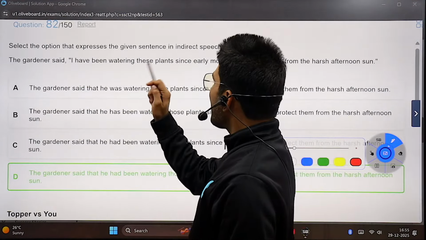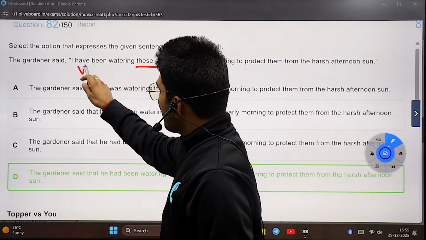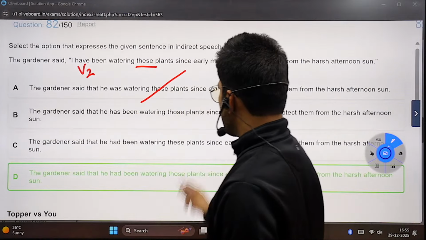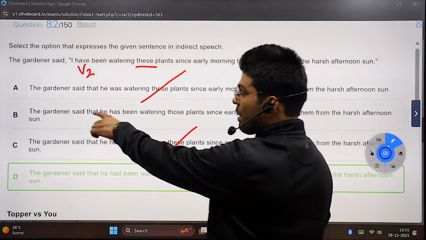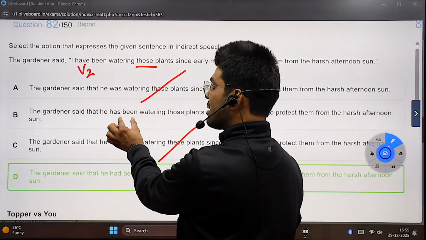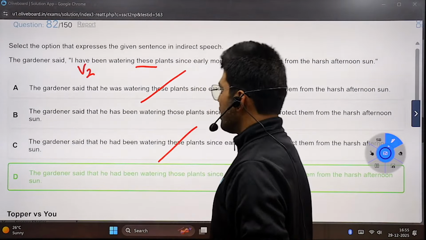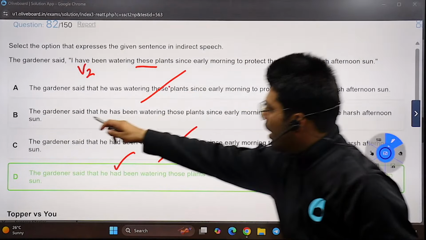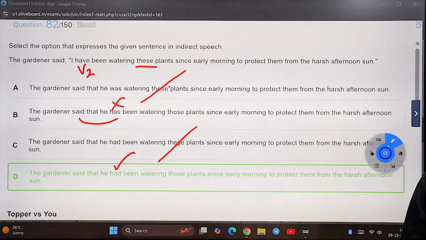Gardener said, I have been watering these plants. A couple of keywords. This becomes V2, had, these becomes those. These not possible. These not possible. Those okay, those okay. And in the past, the gardener said he has. How has possible here? Past it should be. So had the only option we have. These not possible. In the past, has not possible. Just one option. Yes, I swear I read the whole passage.